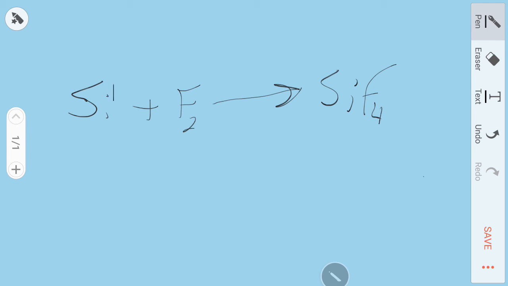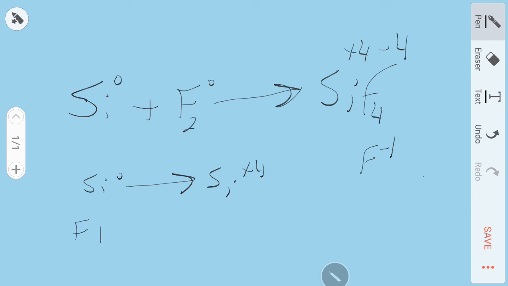So in this case we have silicon is 0, fluorine is 0. If I were to pretend I don't know what silicon is, fine. But I know that fluorine has an oxidation number of -1. And I have 4 of them, so that means the total for fluorine is -4. What does silicon have to be in order to cancel that? It has to be +4. So silicon went from 0 to +4, and fluorine went from 0 to -1.